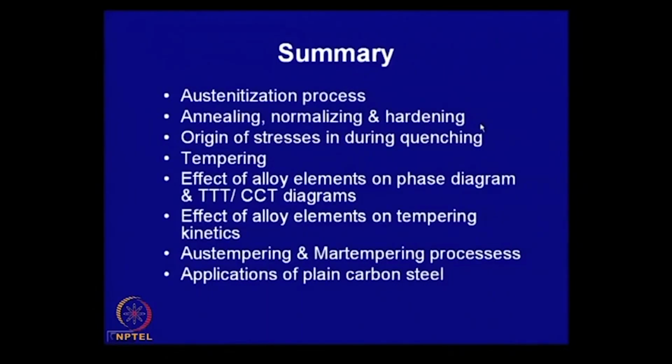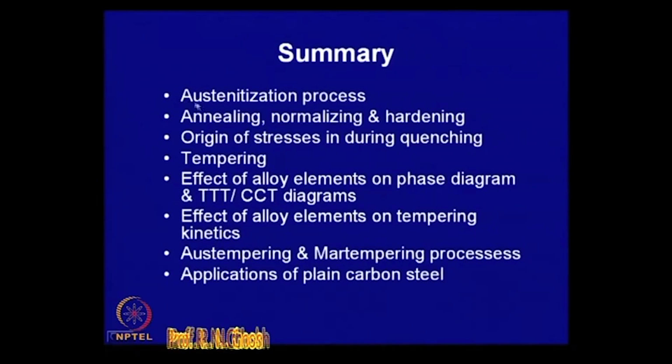So, what we have considered today is, we looked primarily at the annealing, normalizing and hardening processes. We looked at the origin of stresses that develop, and how you remove these stresses, and how you give more structural stability to the unstable structure that you get in hardening, that is the process of tempering, in a little detail. And we also looked at the type of structures that develop during annealing, normalizing and hardening in 3 different grades of steel, that is eutectoid, hypoeutectoid and hypereutectoid steel, and we tried to also give the justification for the selection of austenitization temperature in each of these cases.